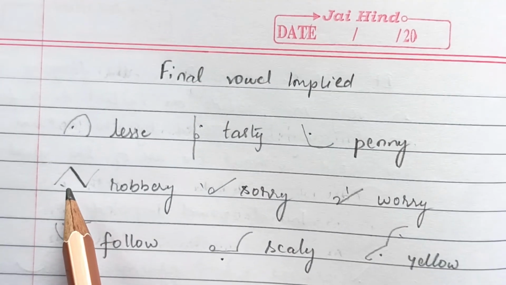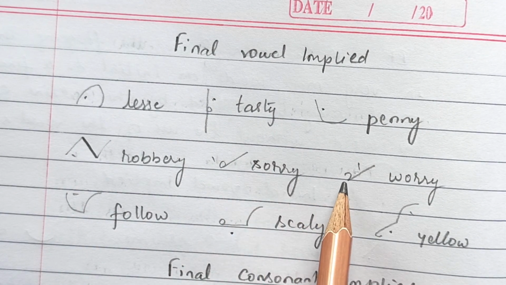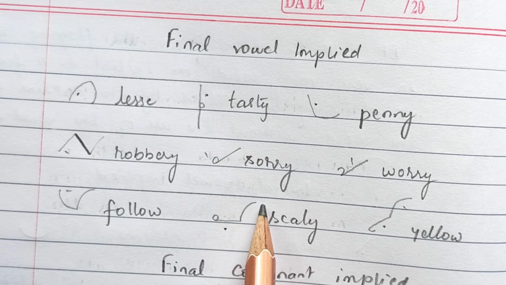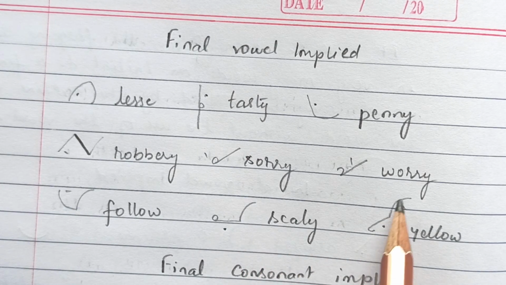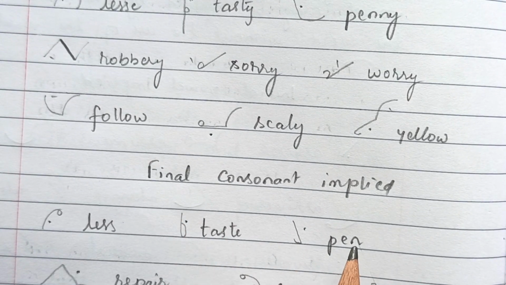Penny. Robbery. Sorry. And worry. Follow. Scaly. L upward L, because we have a vowel indication after L. And yellow. Here we have the final vowel implied.